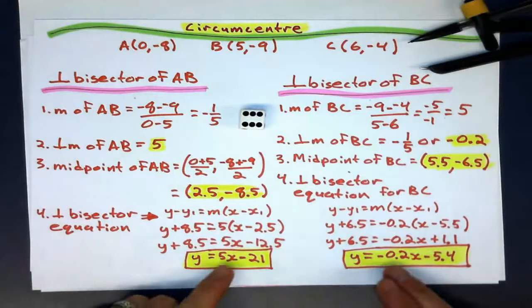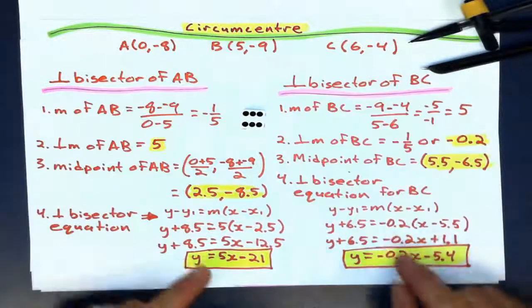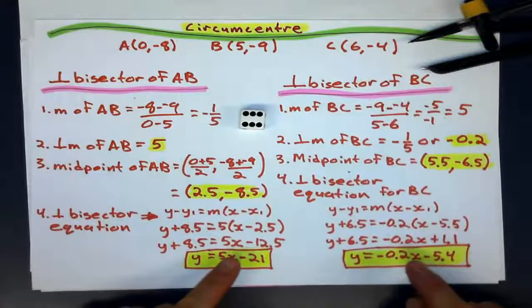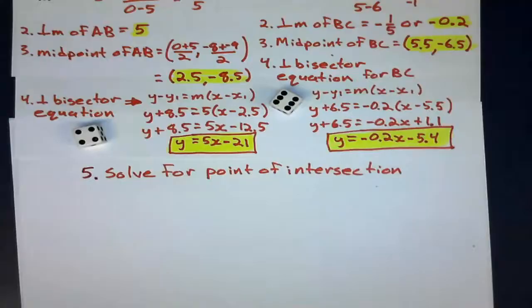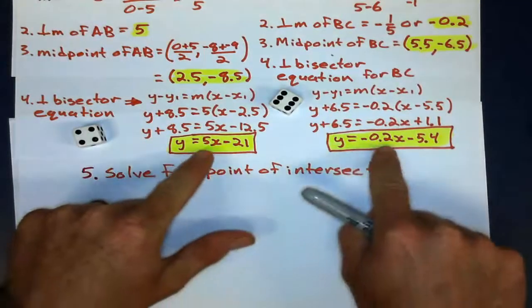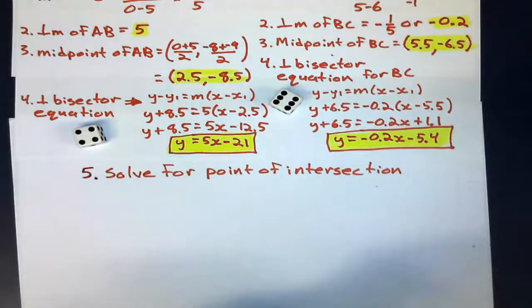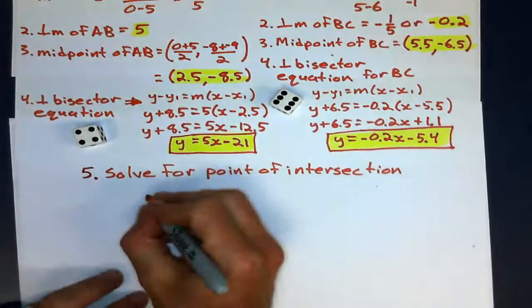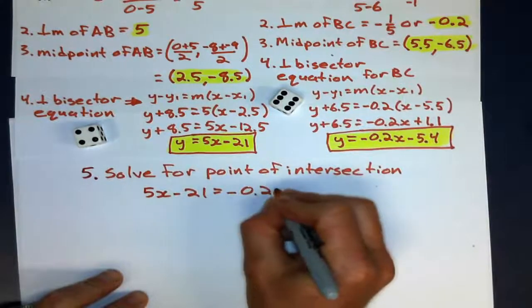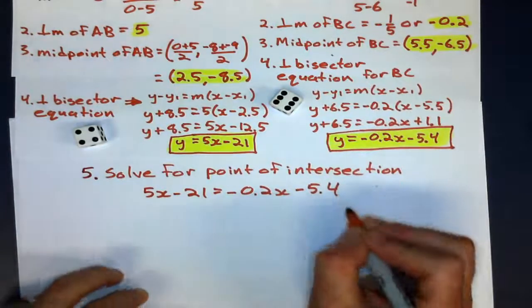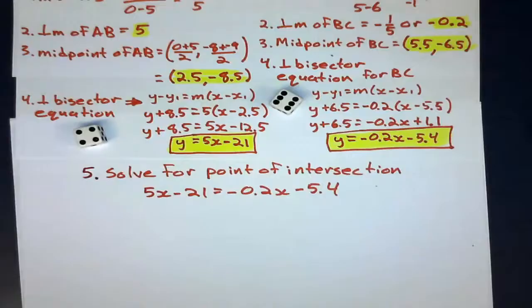Okay, so I've got my two equations for the two perpendicular bisectors, and where these two intersect is the circumcenter. So I'm going to solve these simultaneous equations, and that solution will be that point. All right, last step. Okay, let's do this. Solve for the point of intersection. They're both in y equals mx plus c form. So I'm going to set these two expressions equal to each other and solve it. So I'm going to say, okay, 5x minus 21 is going to equal negative 0.2x minus 5.4. And yes, we can do this with the graphics, but we're going to do it without one.